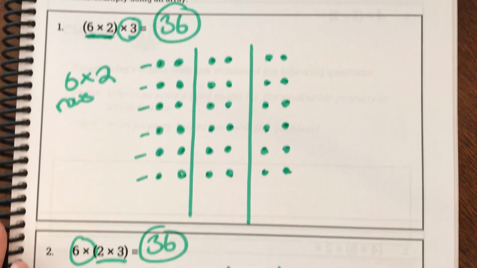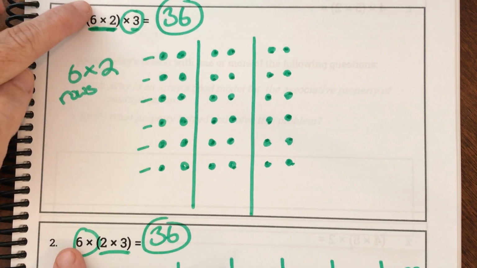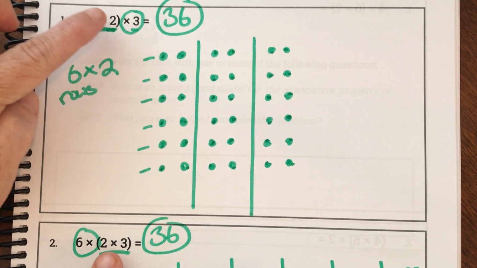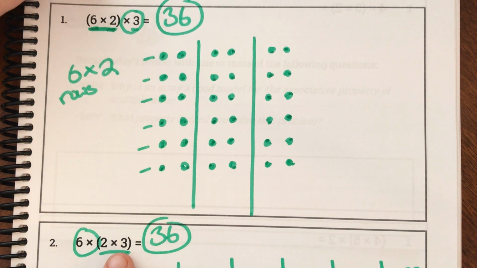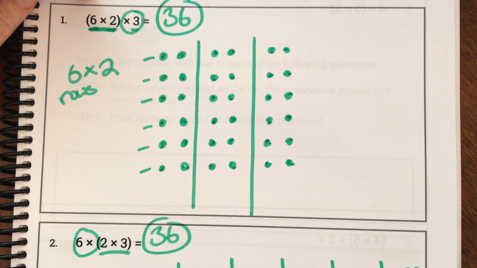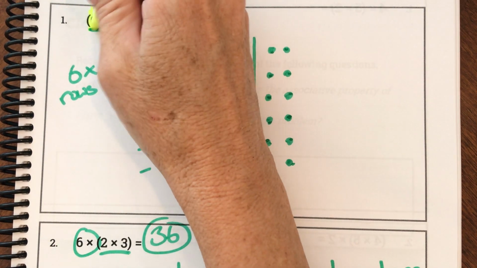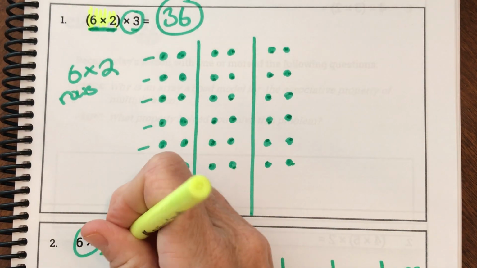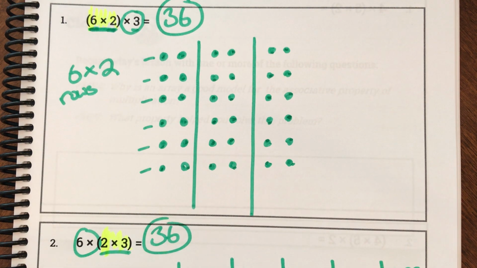Okay, so what do we notice, friends? Same factors, same location, grouped differently. Here they grouped the 6 and the 2, and here they grouped the 2 and the 3. So they were grouped differently, but what did we get? The same product. Okay, ladies and gentlemen, you're going to be trying some of these on your own.